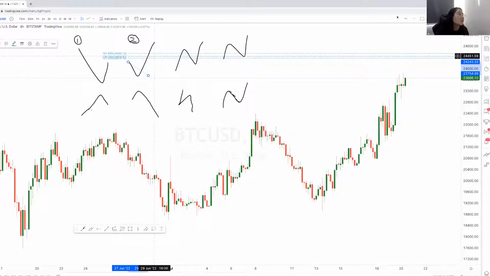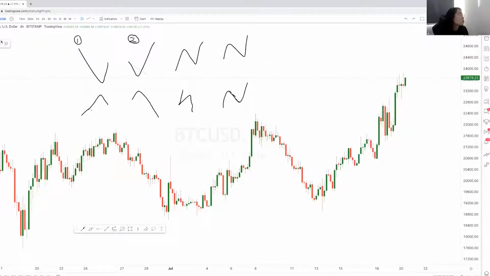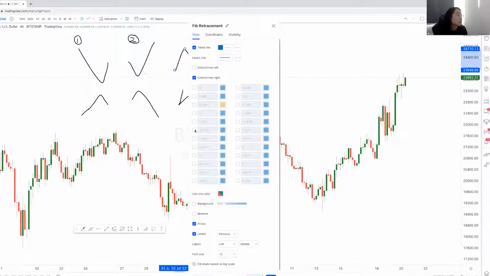For Fibonacci expansion, you are going to pull from the first part of the N pattern or the zigzag pattern to the second part of the zigzag pattern, and then you're going to pull out the 2 negative levels that we look at. So negative 27.2 and negative 61.8.